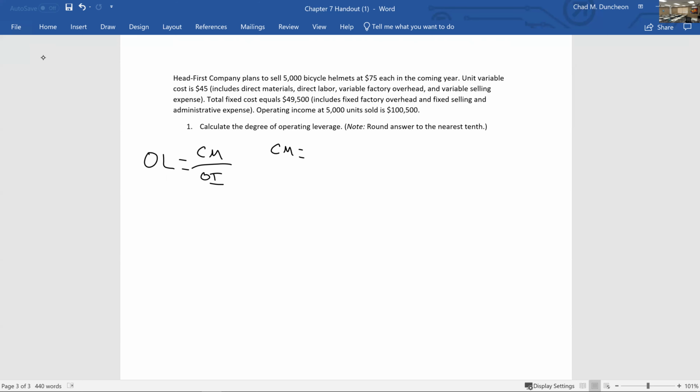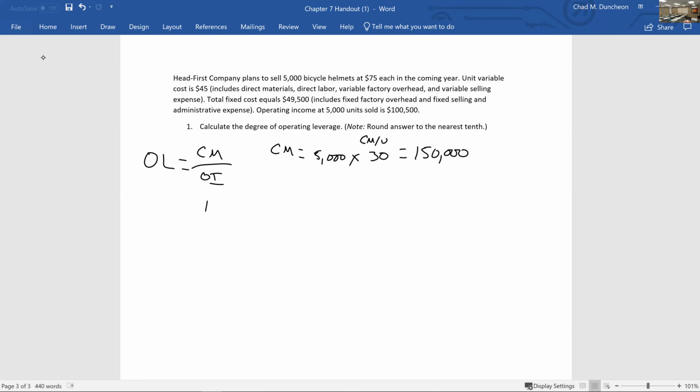Or we can take our sales of 5,000 units. We can multiply that by 30. That is the contribution margin per unit. We find out that our contribution margin is $150,000. Scroll back to your very first question and look at it. You can see that it was what our contribution margin was then.